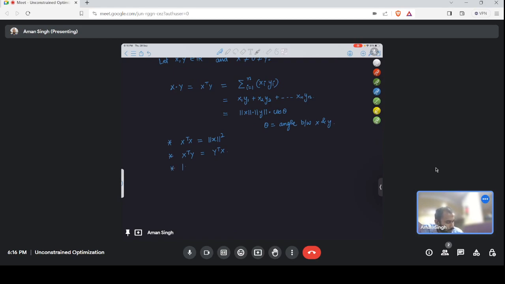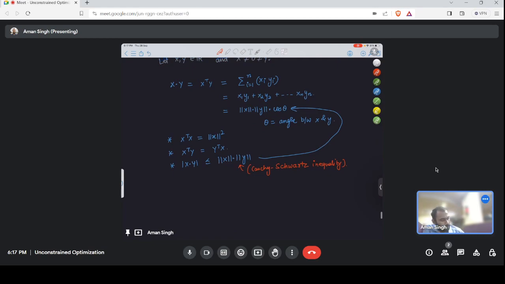And then, the absolute value of the dot product is always less than or equal to the norm of x times the norm of y. You can see this from this relation, as the absolute value of cos theta is always between 0 and 1. So this is true. This relation is called the Cauchy-Schwarz inequality.